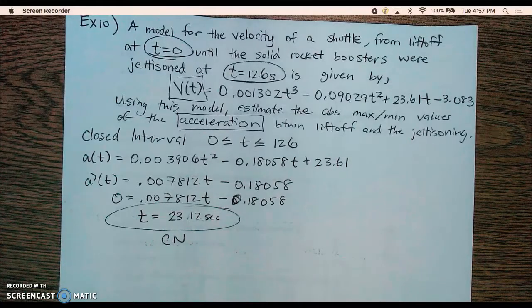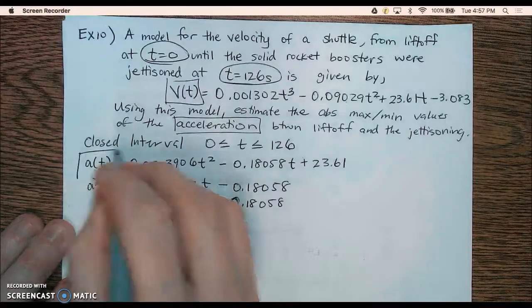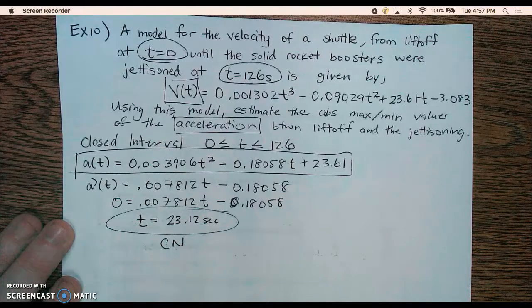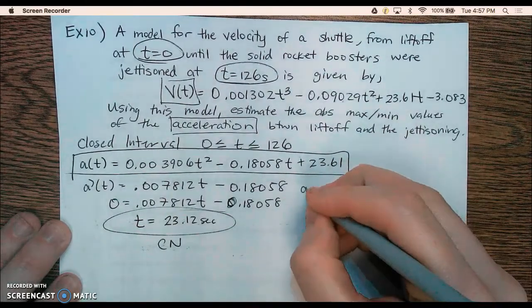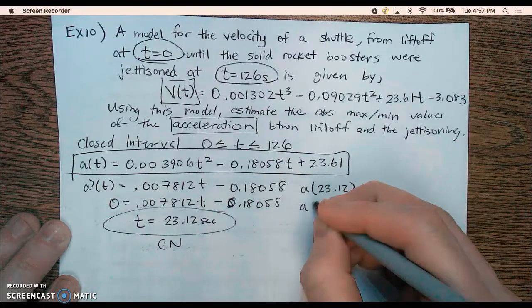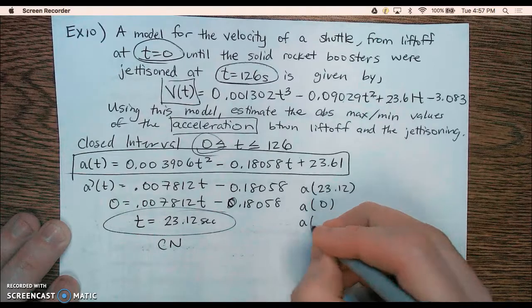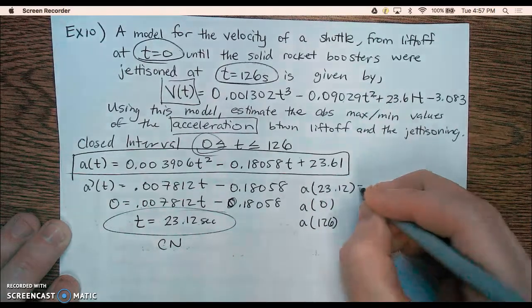We don't know. So what we're going to do then is take the acceleration function, because I'm looking for the max and min of acceleration, and I'm going to plug in my 23 that I just got, the critical number I just found, and I'm going to plug in my endpoints, the 0 and the 126.